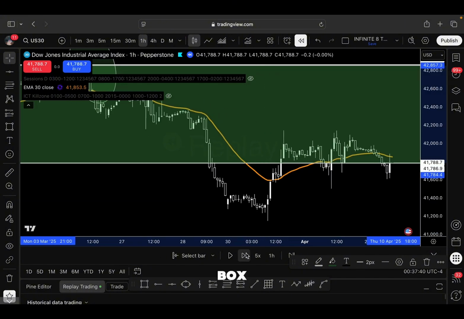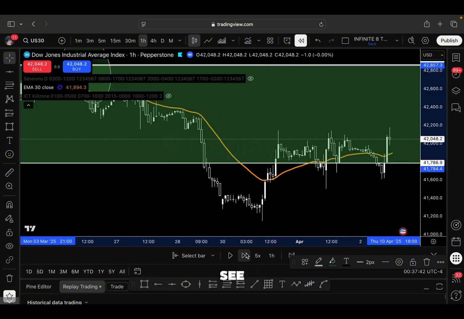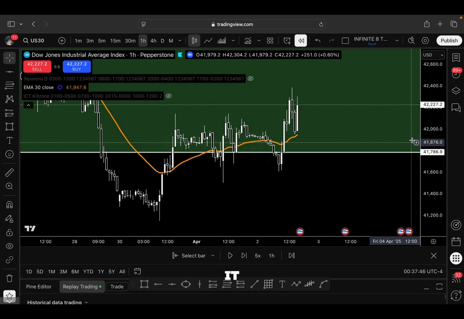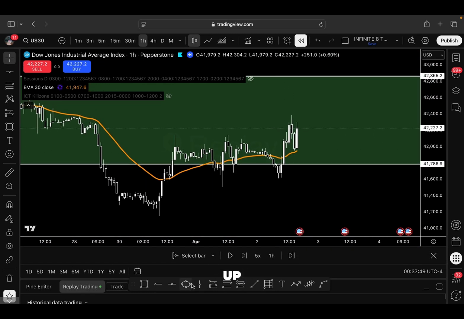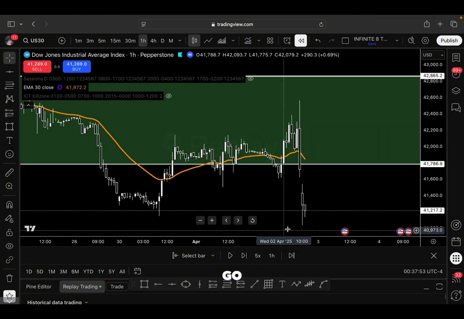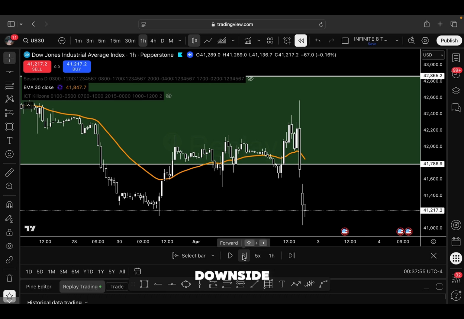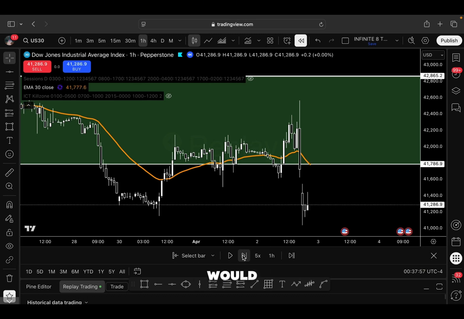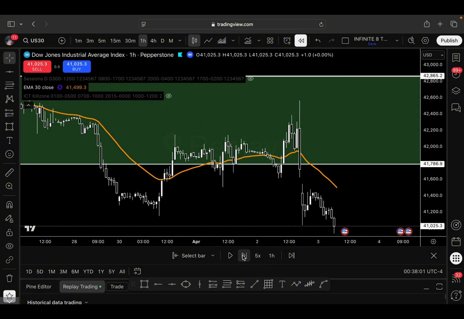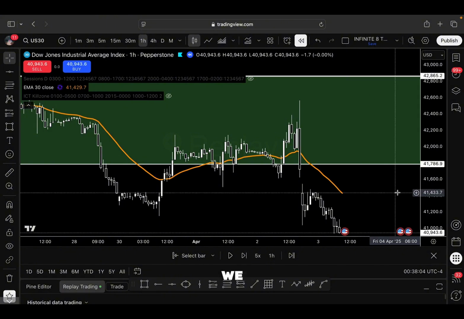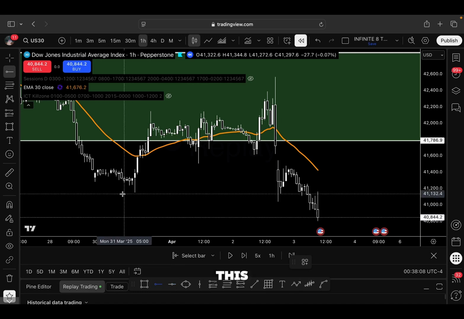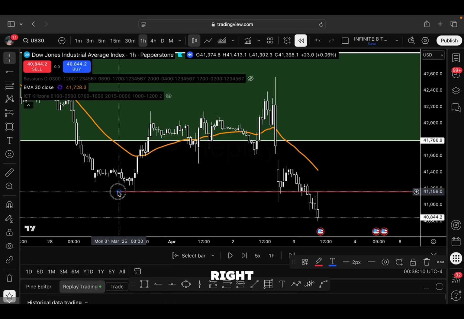Okay, it broke out of my box. What I want to see is a demand out of this box. Actually, it respected the bottom of it, so it's still pushing up. There we go. If I could get one more big candle down to the downside, that would be nice. Okay, so we got a break of structure. This is structure right here being broken. This right here is the low.